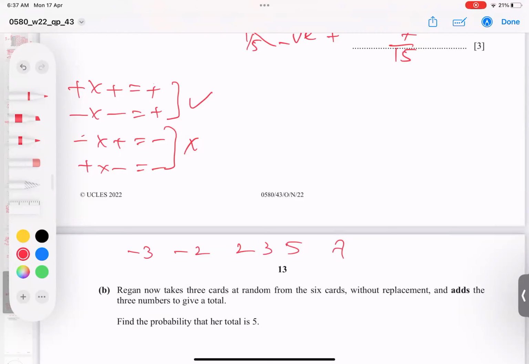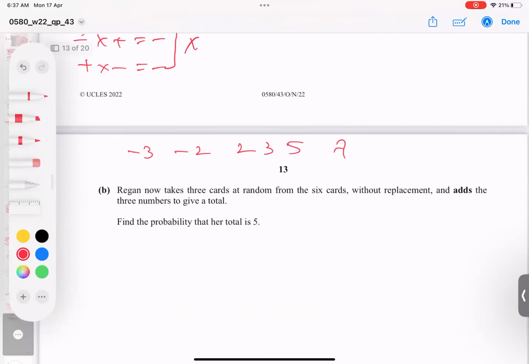How to get this answer is a very interesting question. Total of 5. So write all the options. First option: if I take first card -3, second card 3, and 5. Look, if you add them all, this will cancel out and 5 is the answer. And the second option: -2, 2, and 5. Because they cancel out, I get 5 again. Can I get 5 another way? Let me recheck. No way. I can't get it, because this is the only possibility to cancel them.